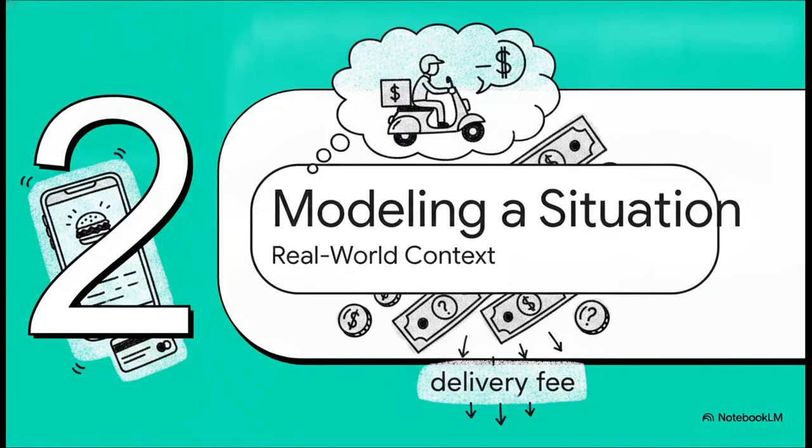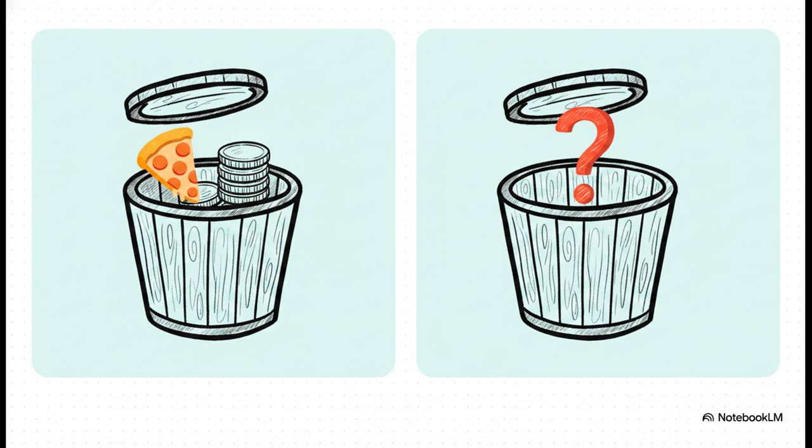Section 2. Modeling a real-world situation. So let's start with a scenario that, well, we honestly all know way too well. Ordering food and dealing with those sneaky delivery fees. Imagine you're ordering from your favorite local pizzeria. They charge a $5 fixed delivery fee no matter what, plus $12 per pizza.